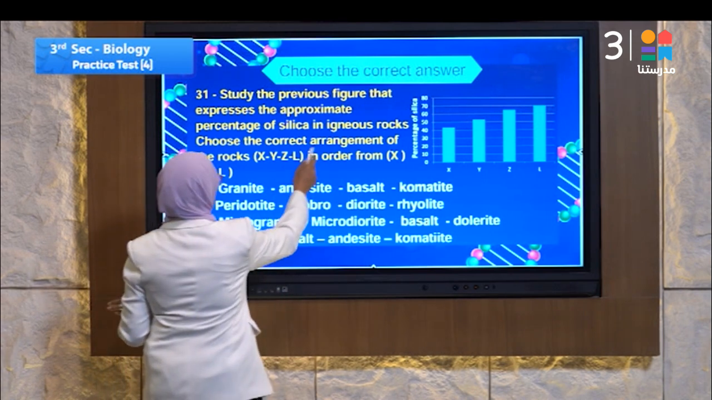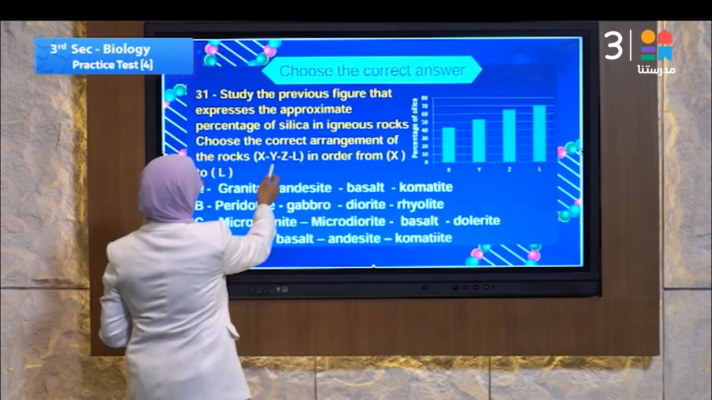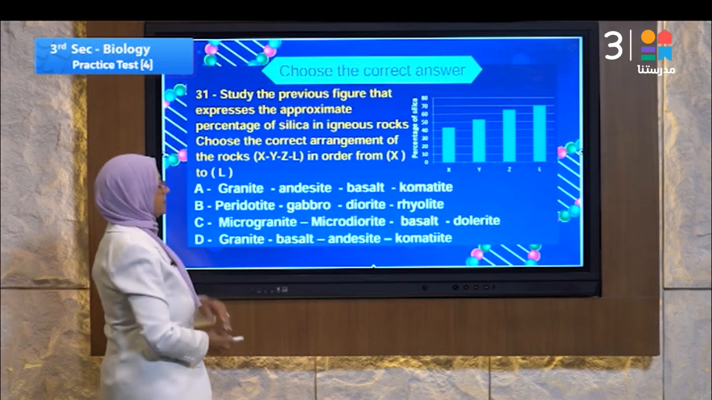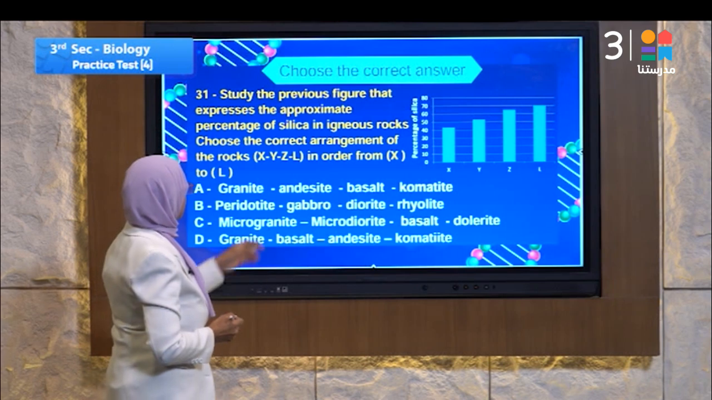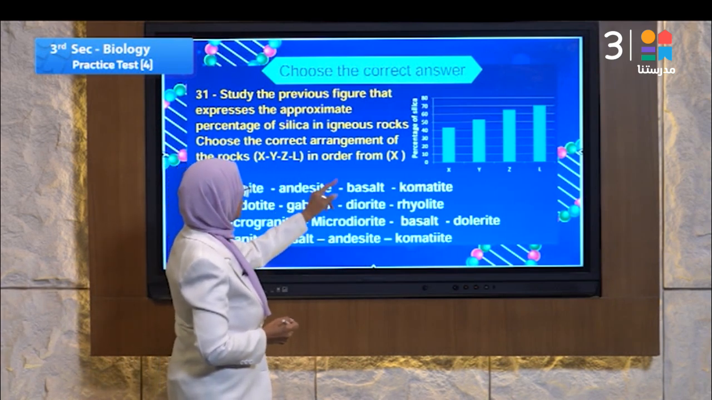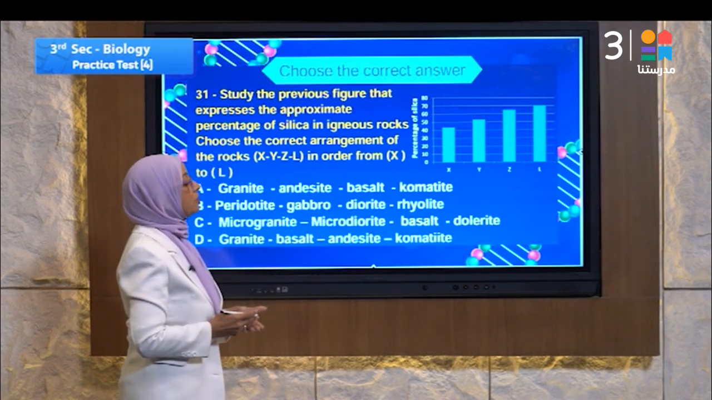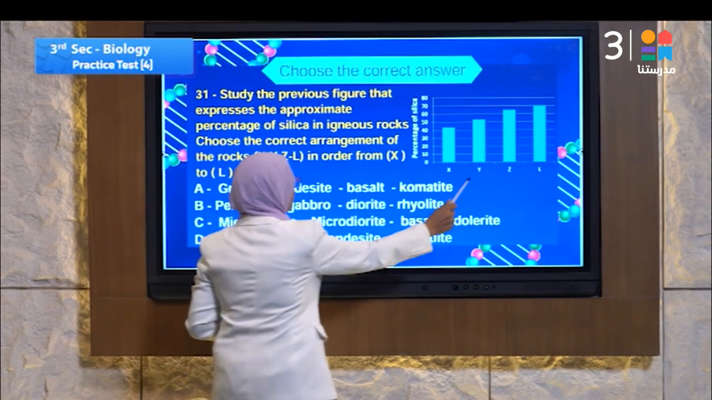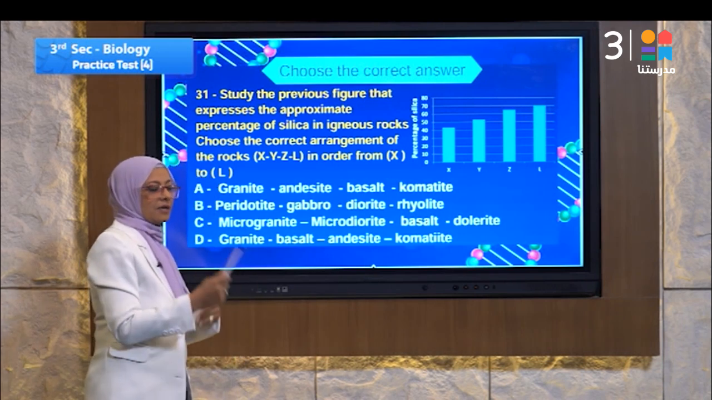Let's go to igneous rocks. In igneous rocks, choose the correct arrangement of rocks X, Y, Z, L in order from X to L. X is granite, Y andesite, Z basalt, and L is komatiite. Which of them has the largest percentage of silica? The largest one is L. It must be, let's read, then answer at last.